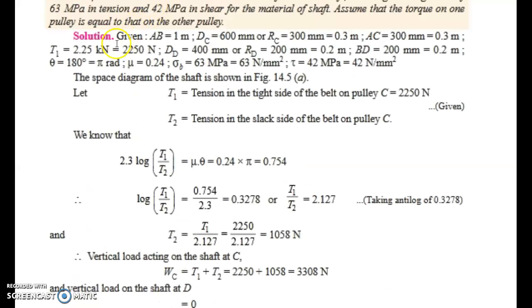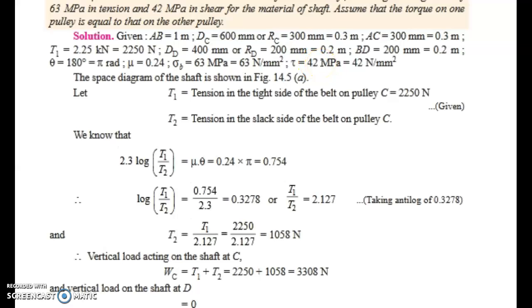Here the given data we can write: AB is equal to 1 meter, that is the distance between these two bearings, and the diameter of the first pulley, DC, is given as 600 mm. Then AC is the distance between bearing A and the pulley C, that is equal to 300 mm. The maximum tension is given, T1 is equal to 2.25 kilonewton, and the diameter of D, the second pulley, is given as 400 mm. Now BD is given as 200 mm. Then theta is given as 180 degrees and mu is equal to 0.24. Sigma is equal to 63 and tau is equal to 42. These are the given data.